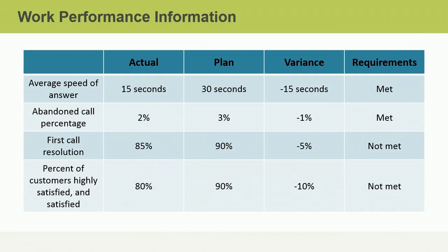How are we doing once we get the customers on the phone? We are resolving 85% of all issues on the first call. But the goal is to have first call resolution 90% of the time, so we are falling short there. This variance indicates that our project performance could use improvement with this particular requirement. And 80% of customers are either highly satisfied or satisfied when our target is 90%. This is another area of improvement where we find variance between project performance and the plan.